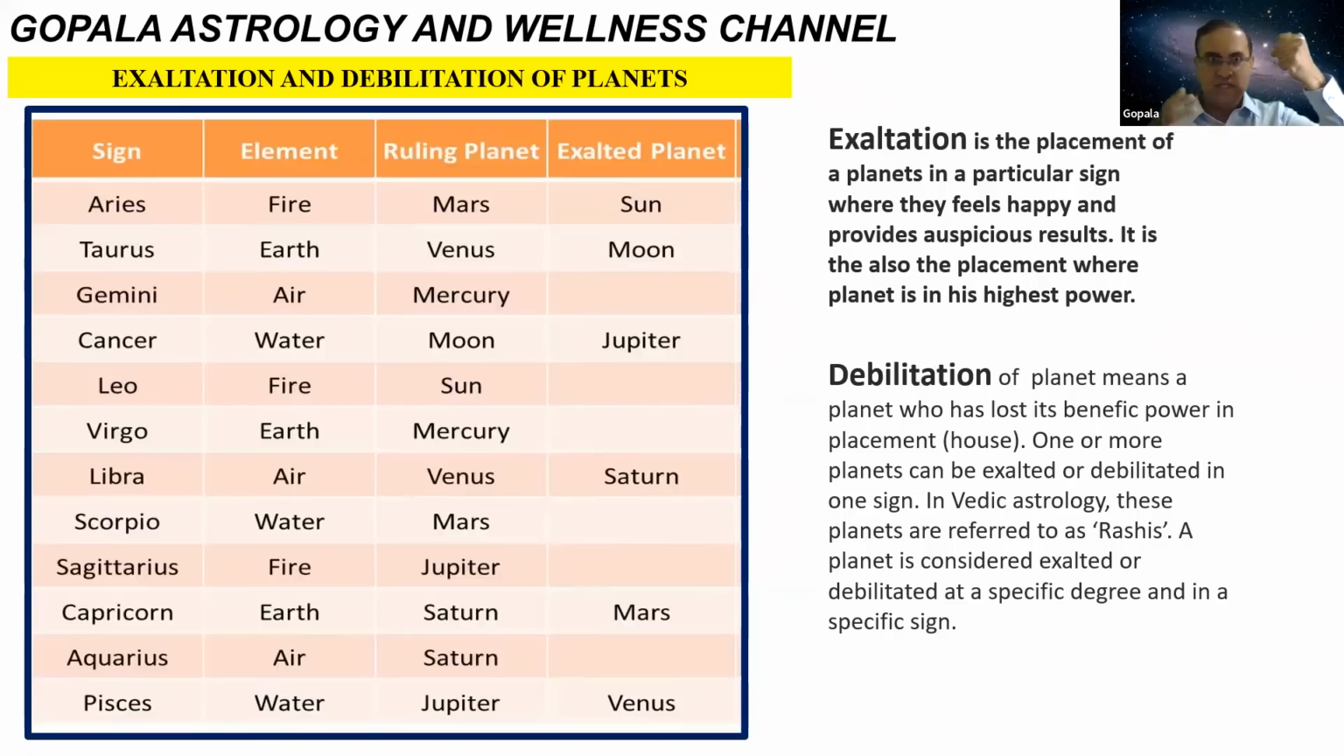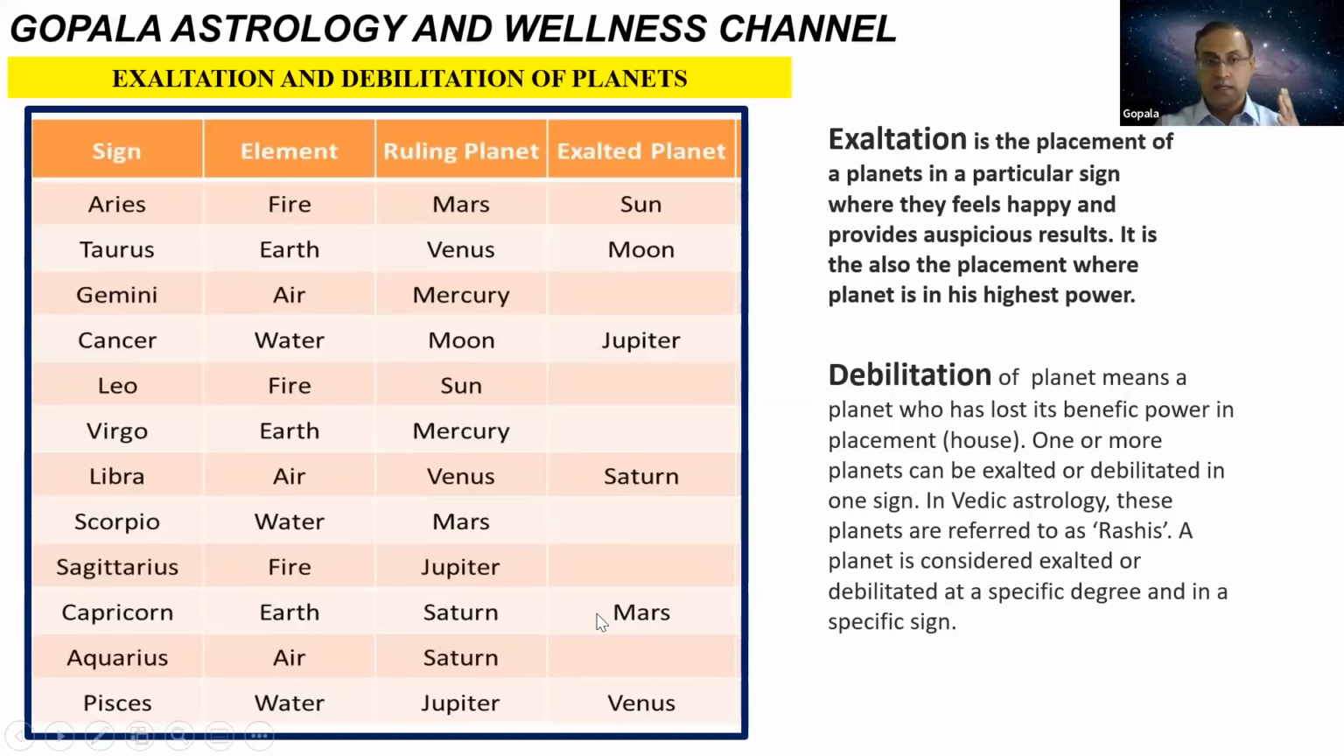Right? The Queen of Justice is going to exalt Saturn, because Saturn is the real judge. He's unbiased. He gives the same results for everyone, whether he's a king or a beggar on the road. So the justice is served by Lord Saturn. Okay, Mars gets exalted in Capricorn, a very disciplinary sign.